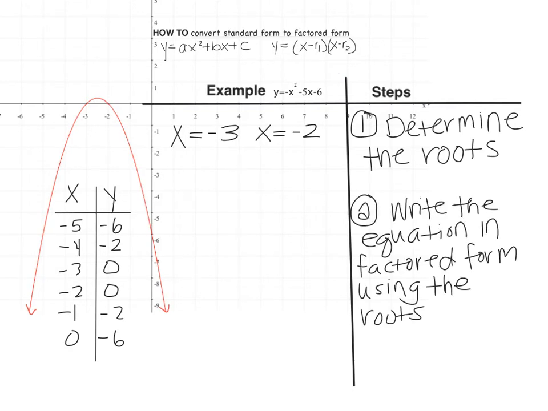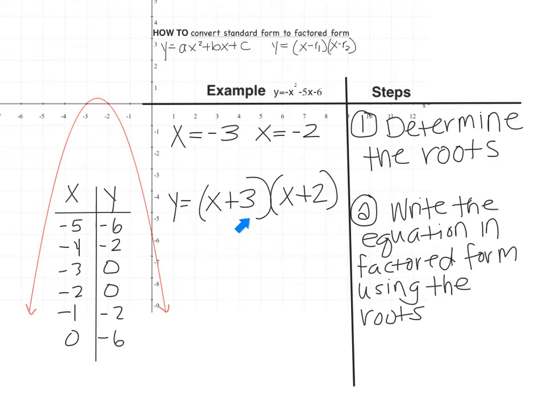Step 2 is write the equation in factored form using the roots. So I write y equals x. Now, in the general form, it's minus root 1. The reason it's minus is because minus tells you to change the sign of the root. So, minus a negative gives me plus. So, minus negative 3 gives me plus 3. Same with the second root. X minus negative 2 gives me plus 2 because minus a negative changes it to positive.